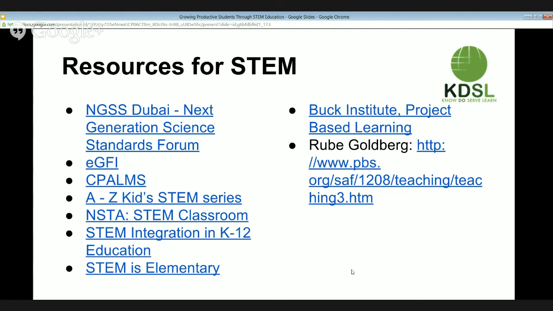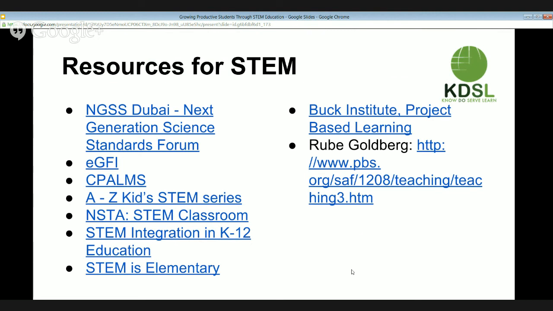A to Z Kids STEM series is for elementary school. And what it is, it's 26 activities geared to the 26 letters of the alphabet. And these are for the younger students. This would be your K4, K5 students, taking them through the foundations and the beginning steps for doing some engineering.